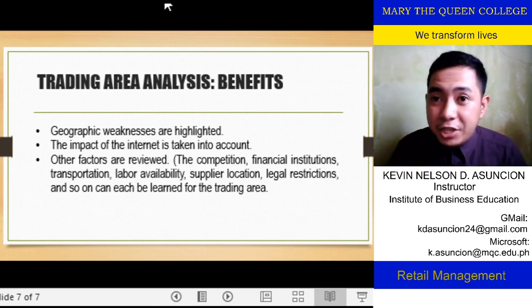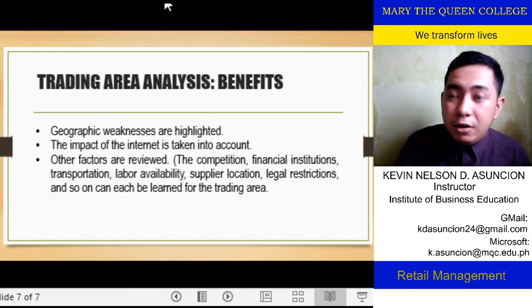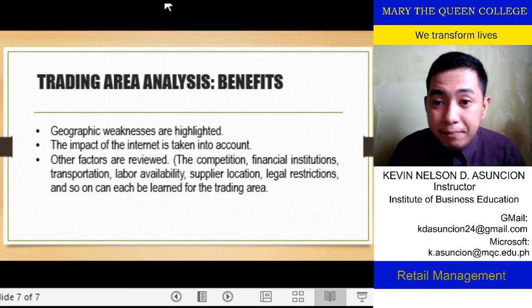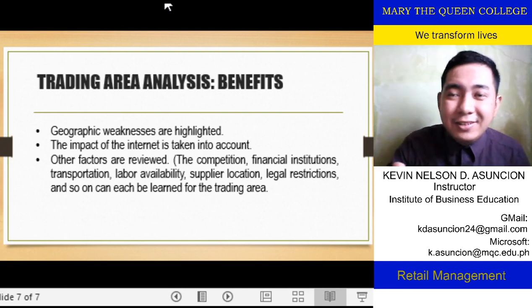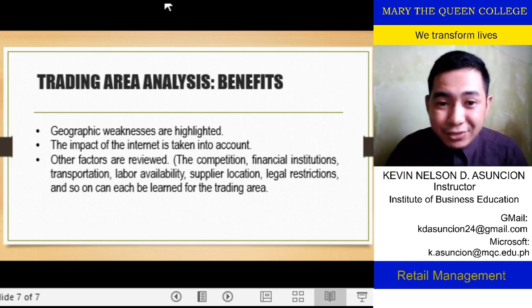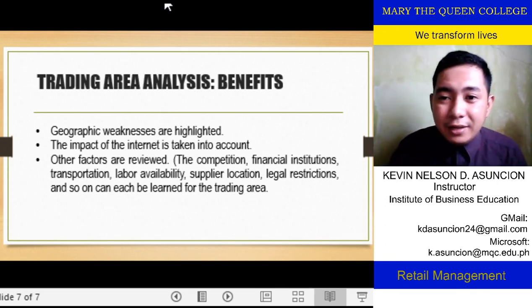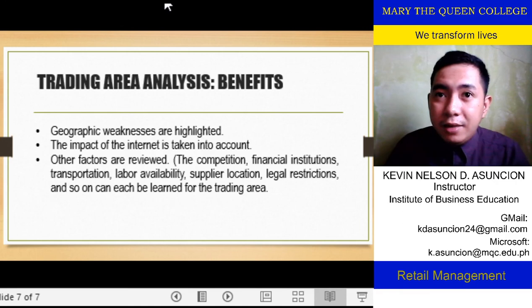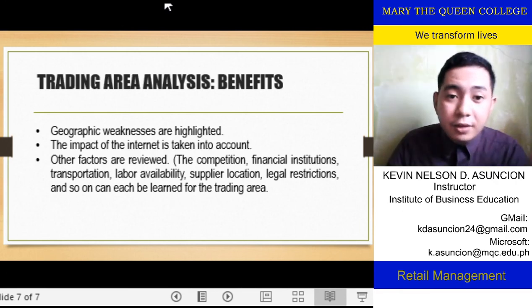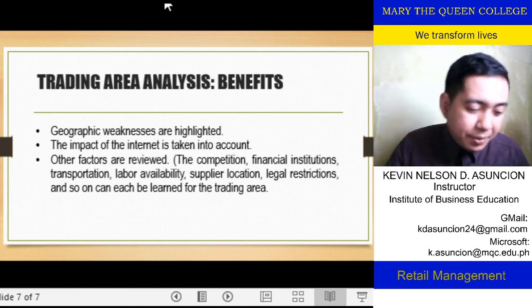Yung mga batas dyan, just like in Malolos City dati, wala pang SM. So there are legal restrictions there, or what you call political issues there. And even in some areas in Pampanga na kontrolado ng isang head of the local government unit. And so can each be learned for the trading area.